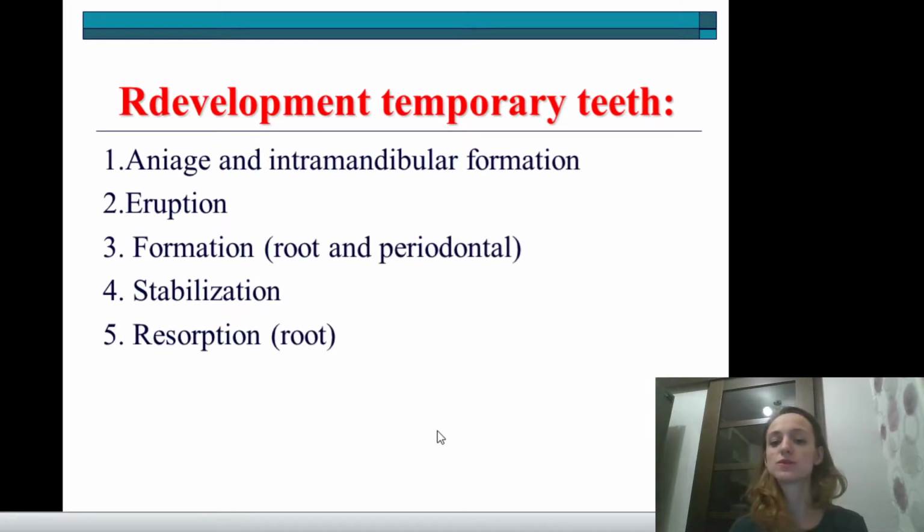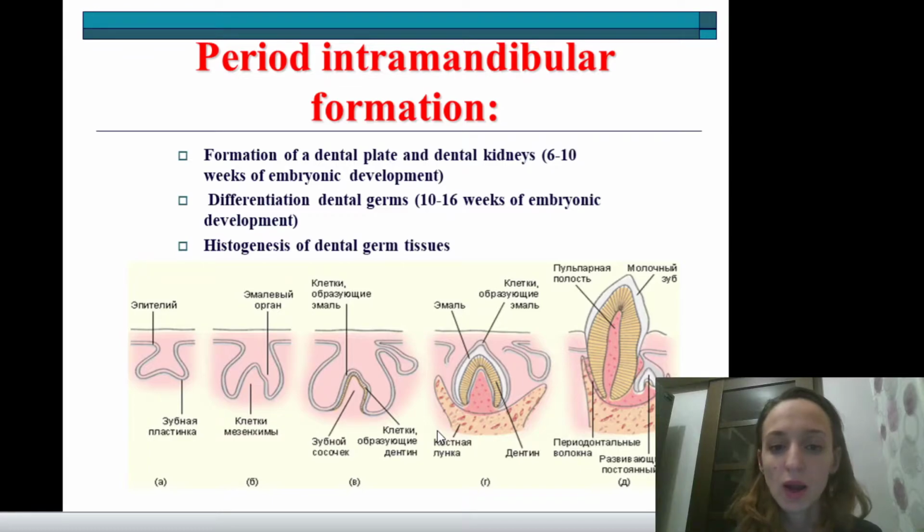So, development of temporary teeth: intramandibular formation, this is the first stage. Next is eruption, then formation of root and periodontium, stabilization and resorption of root. Period of intramandibular formation. So you can see three periods. It is formation of the dental plate and dental buds. It is 6-10 weeks of embryonic development.